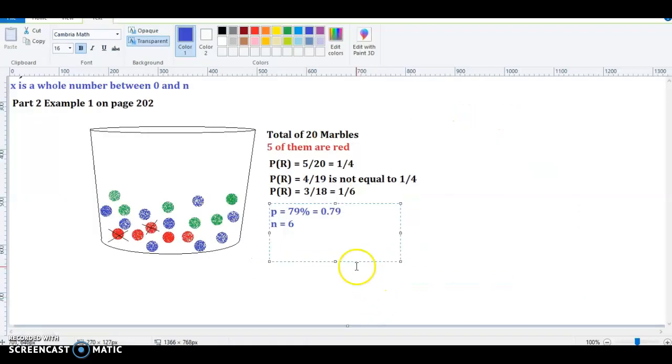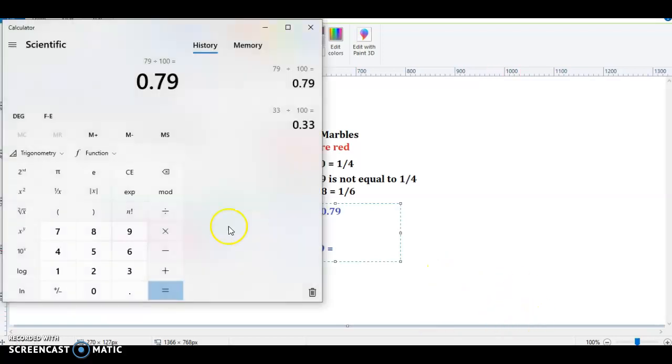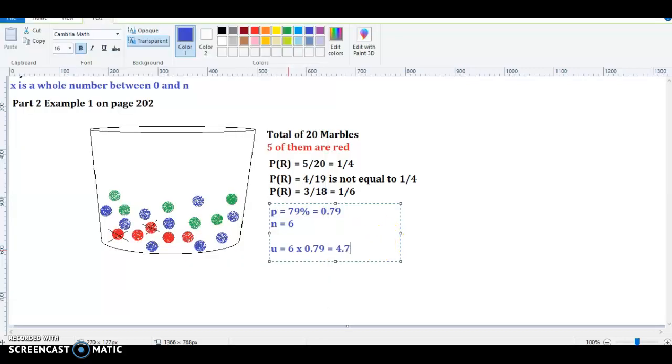Okay, so we're going to do 6 multiplied by 0.79 to get the answer. And let's do that on our calculators. So 6 multiplied by 0.79 is 4.74. Alright, keep in mind that we may need to round that.